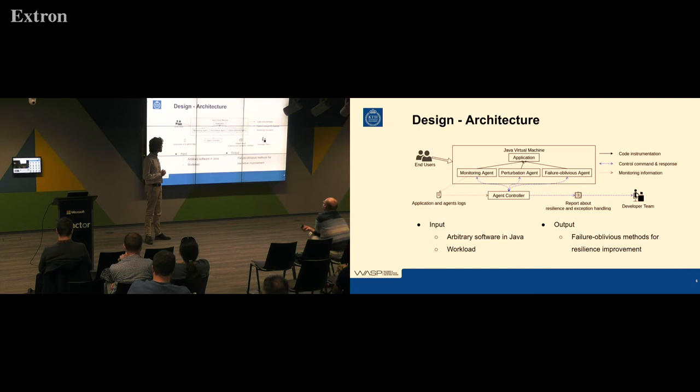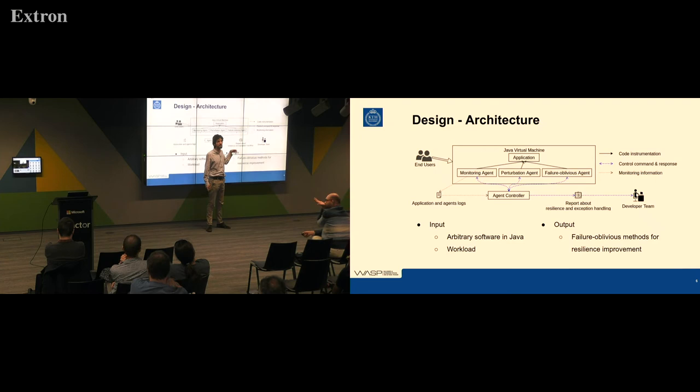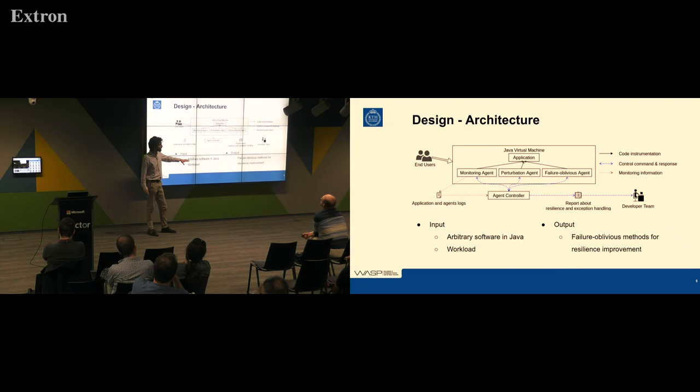So you get some information here. And at the end, because we want to know more about resilience, the whole point is to give the developer a report about resilience and maybe even improved resilience. In this case, it means improved catch blocks, additional try-catch blocks in your application. So that's the output. The main input of the method is arbitrary software in Java and a workload, since it's a dynamic technique. And the output of the technique is a list of new try-catch blocks to be put in your application.